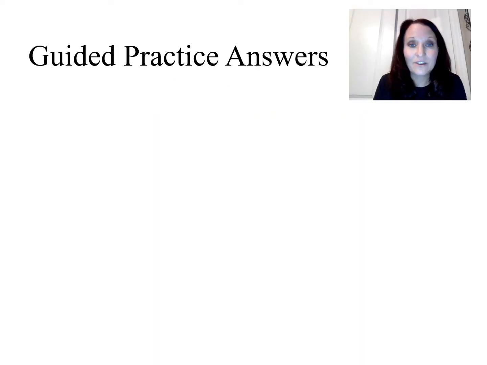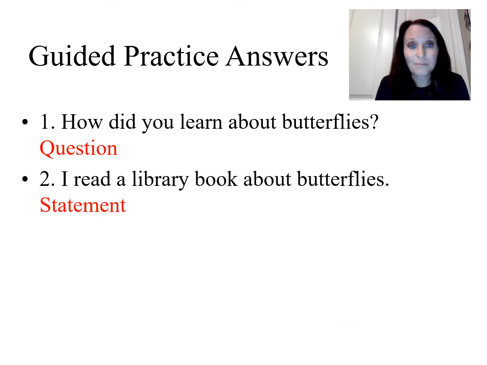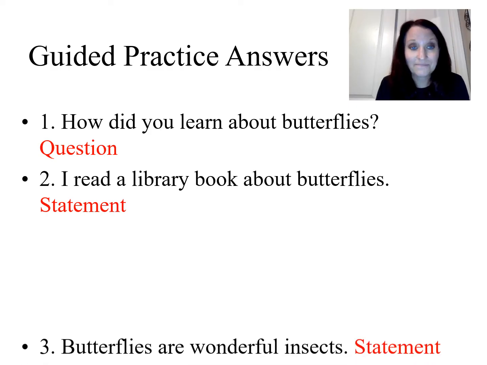All right, let's see how you did on the guided practice. Sentence number 1 was, how did you learn about butterflies? And the answer to that is a question. And again, it is a question because it starts with a question word and it has a question mark at the end. Number 2, I read a library book about butterflies. That's a statement. It is not starting with a question word. It's not asking us anything, and it ends with a period.